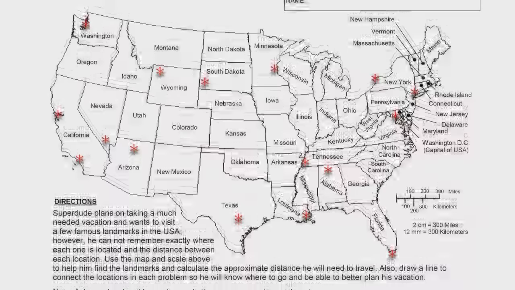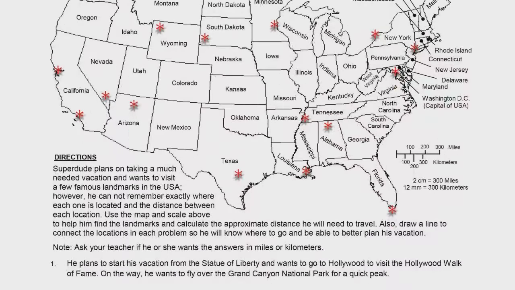The directions say, Superdude plans on taking a much needed vacation and wants to visit a few famous landmarks in the USA. And if you look, you can see all these stars marked around the United States. These are the landmarks that Superdude wants to go see. However, he cannot remember exactly where each one is located and the distance between each location.